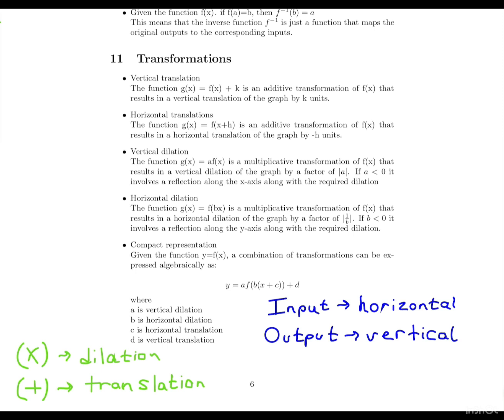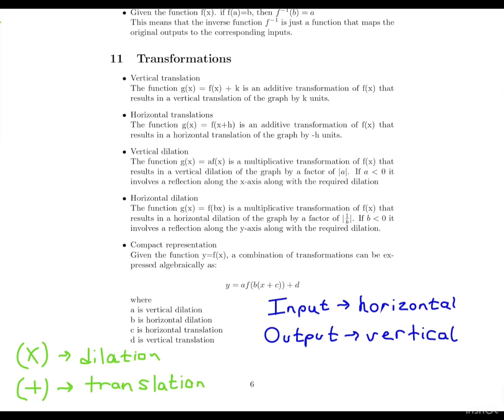For example, the point D here is something that happens with the output. But if you look at the points B and C, it's something that happens within the f of x. So they're supposed to be horizontal, right? So anything that happens with the input is horizontal. Anything that happens with the output, like A and D, is vertical. Now, whenever you have multiplication, it is always a dilation. And whenever you have addition, it's always translation.